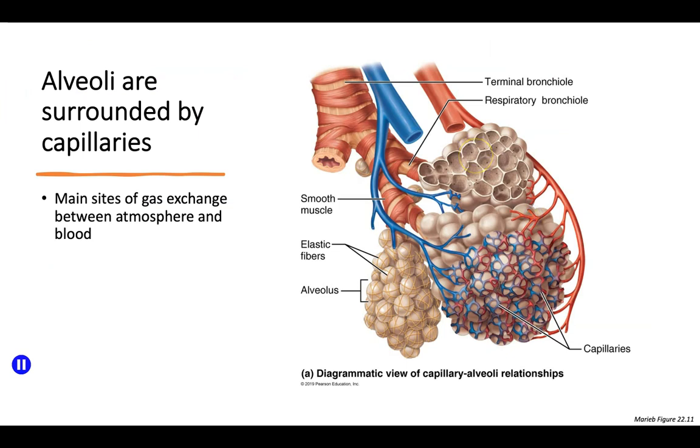So let's look a little more closely at the alveoli. Note they are completely surrounded by capillaries, which should make sense because these are the main sites for gas exchange between the atmosphere and the blood. So this is where all of that atmosphere that was breathed in moved through the trachea, through the bronchi, through these bronchioles, all the way down to these alveoli. This is where the exchange is actually happening. So the air is moving between those alveoli and these capillaries filled with pulmonary blood.